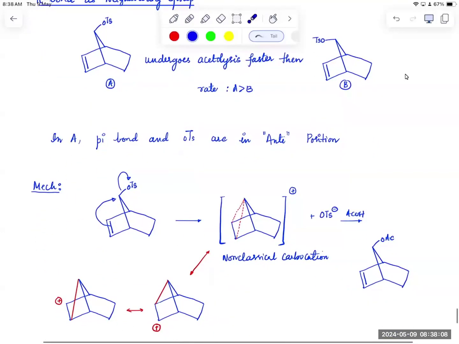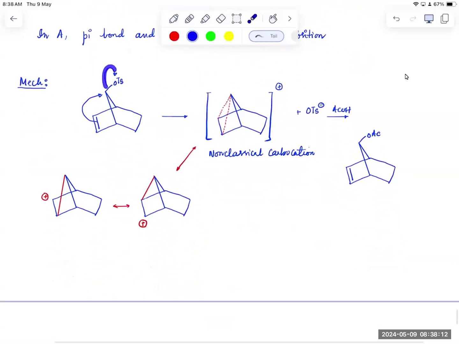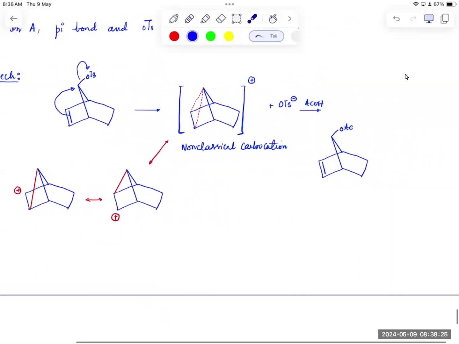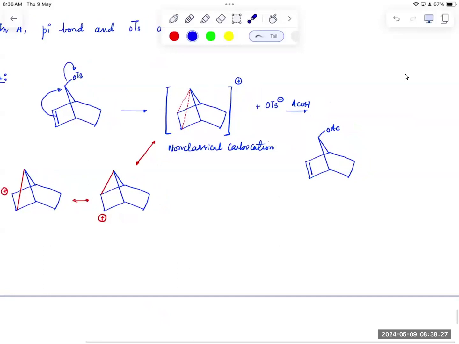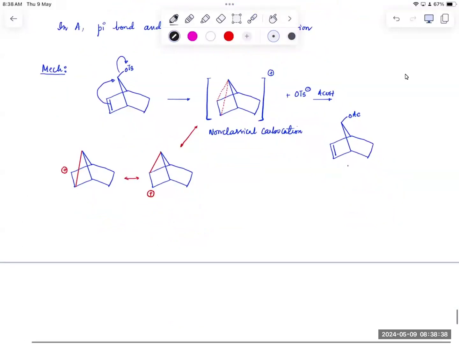In A, the pi bond and OTS are in anti-position. So you can see how it can happen. OTS is leaving. The pi bond can make a temporary transition state like this, a non-classical carbocation. And afterwards, these are the non-classical resonating structures. Then AcOH will attack on it, the bond will go back, and we will get OAc here. So we will get a retention product of 100% of this one.